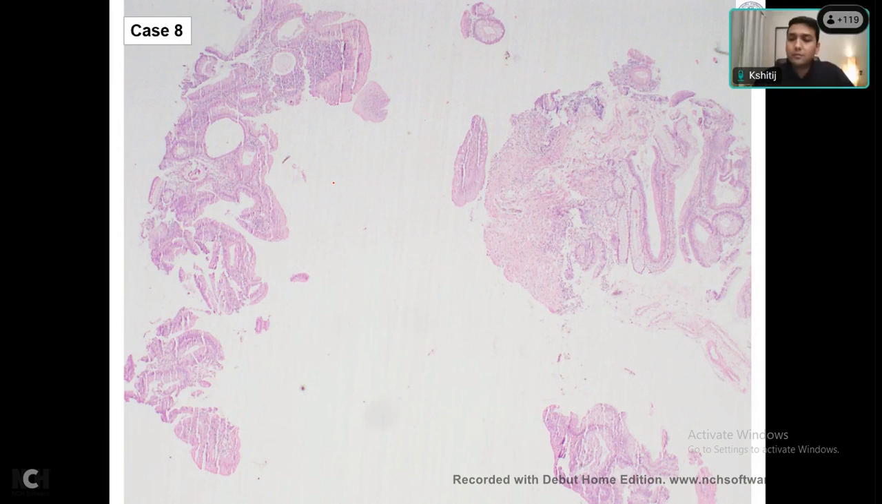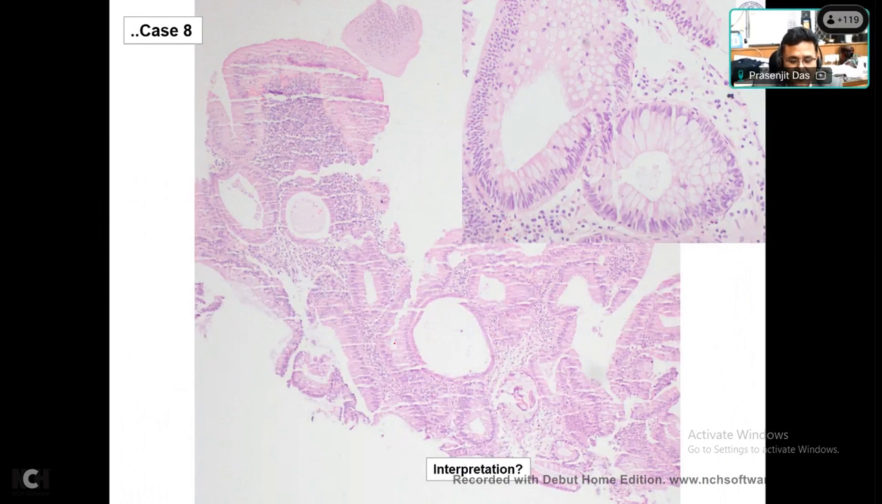The sections show fragmented tissue bits, majorly lined by colonic mucosa, and the epithelial cells lining the crypts show mucodepletion. There's a little crowding of the glands, and a few of them are cystically dilated. The enterocytes at higher power show a bit of cytological atypia in the form of mild nucleomegaly and nuclear stratification.